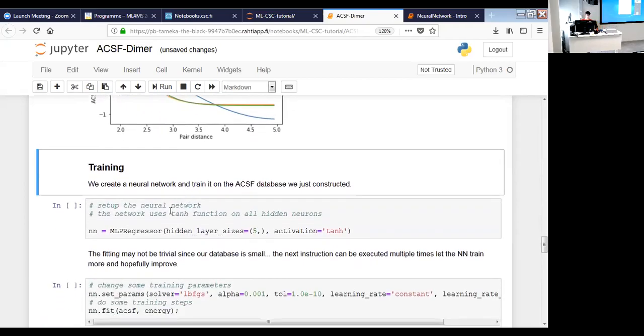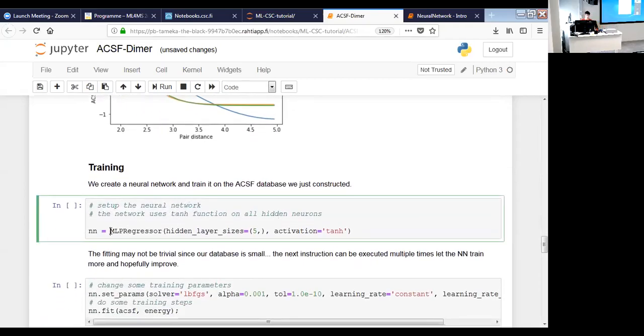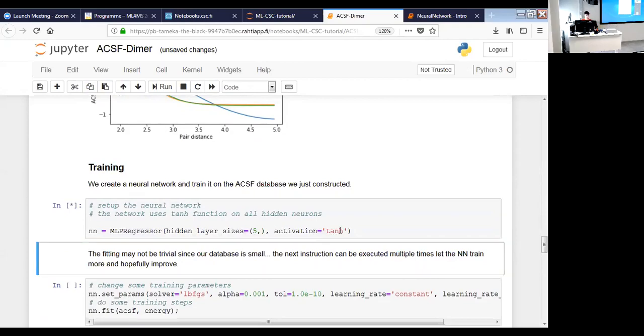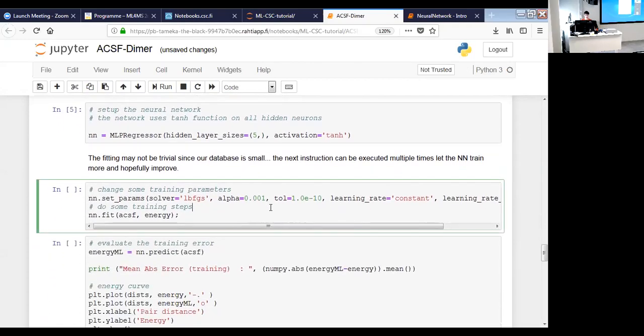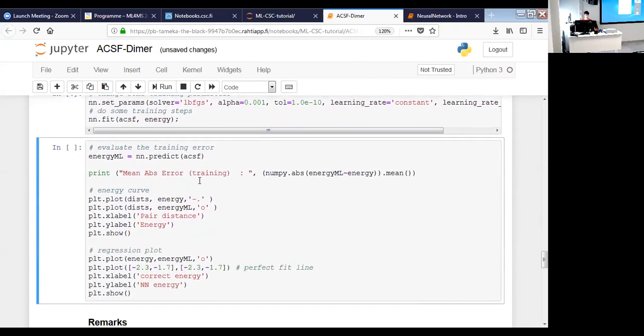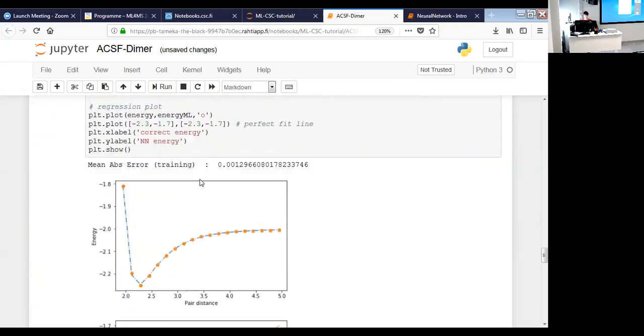Then we can do the training. Again, we create a neural network with 5 hidden neurons, hyperbolic tangent as activation function, and then we just try to fit it. And it worked.